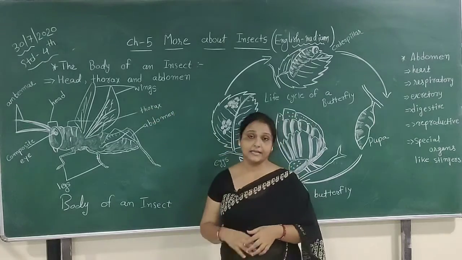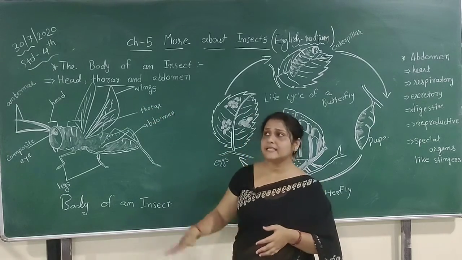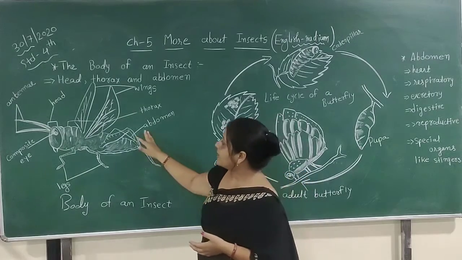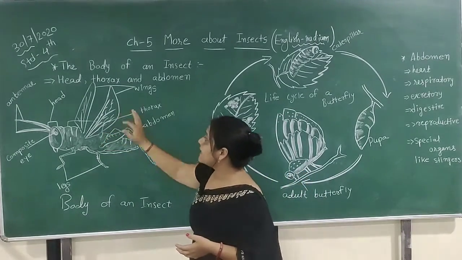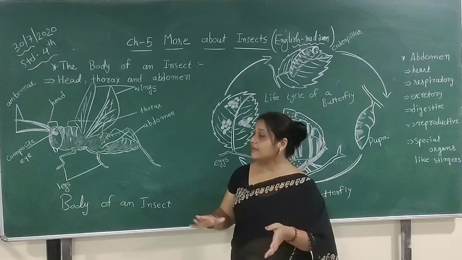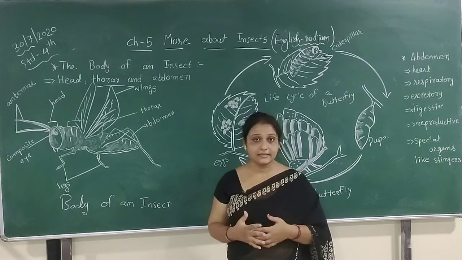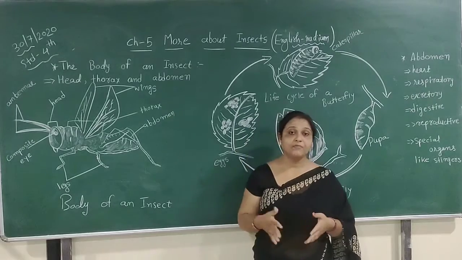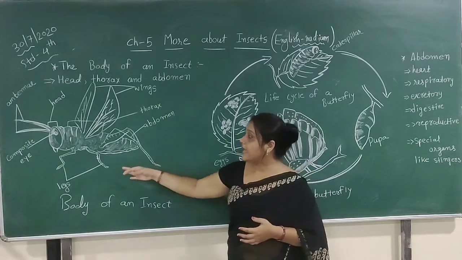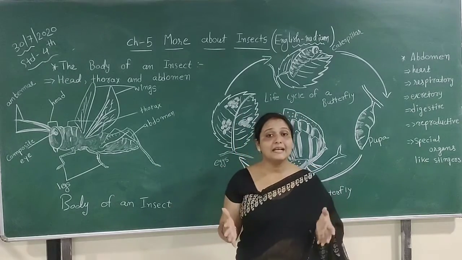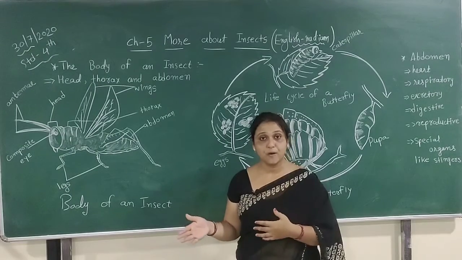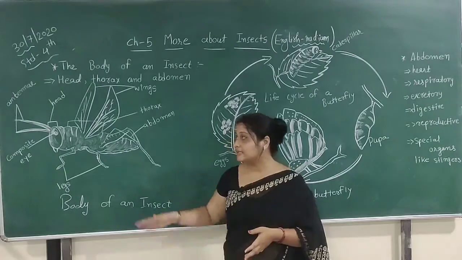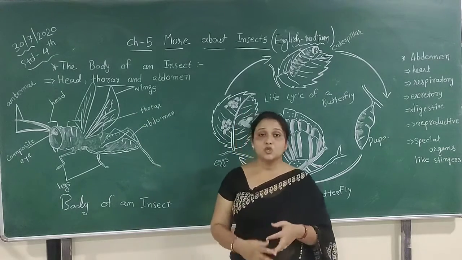Then after that, the thorax is also a part of the insect. In the thorax you can see they have wings. Wings are available in the thorax. Using these wings they can fly. And then they have legs. Using legs they can walk, jump, and go from one place to another.